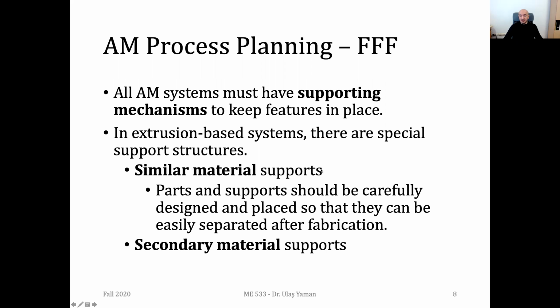Instead of using similar materials for the support structure, you may use a secondary material. In that case, obviously, you need to have two extruder heads. You can do all the printing with a single extruder, but for using a different material as a support structure, you need to have at least two nozzles, two extruders to complete the fabrication. And it has an advantage that you can use water-soluble or other special materials, and that will decrease your post-processing. Make it easier to remove these support structures.